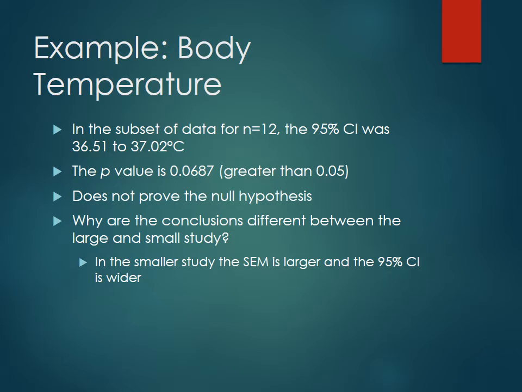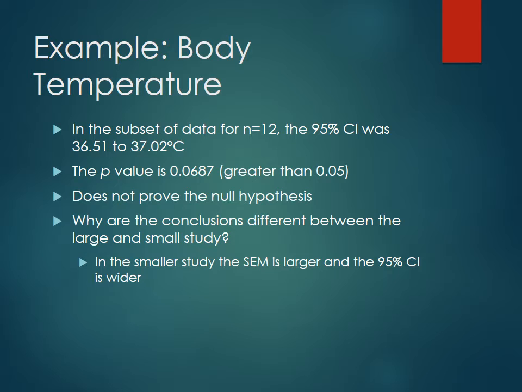So if I set my alpha at 0.05, at that point, because the p-value is greater than the 0.05 that I set, that means it's not statistically significant. And if you notice, the 95% confidence interval actually overlaps what that null hypothesis mean was of 37 degrees centigrade.